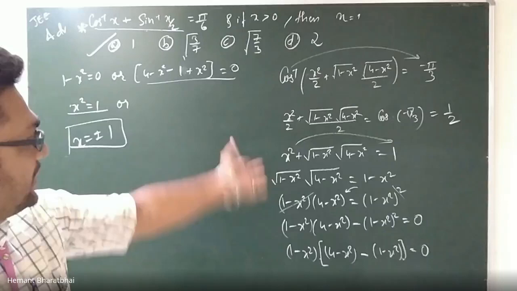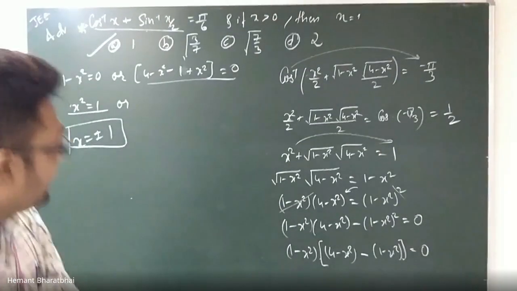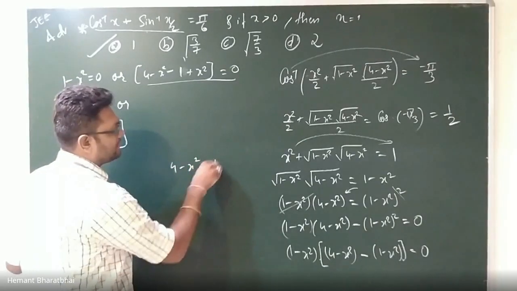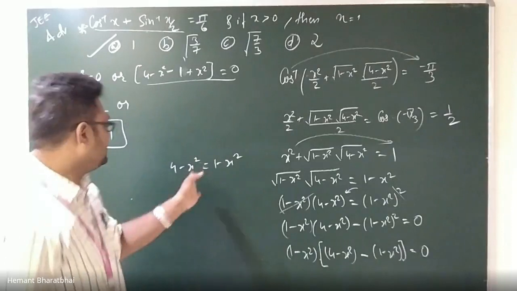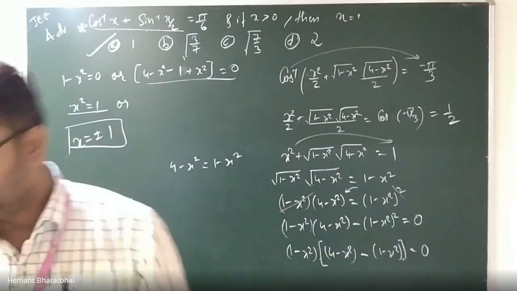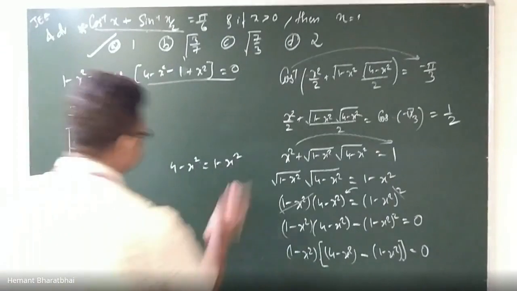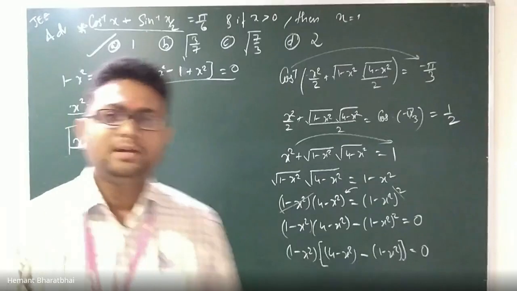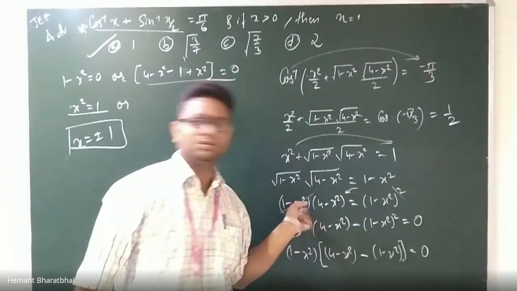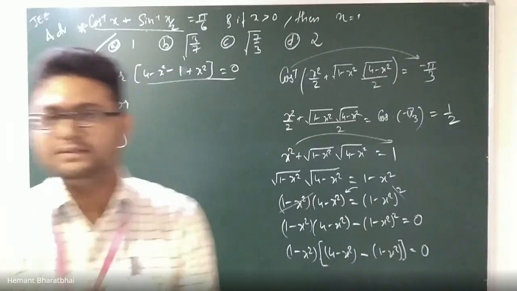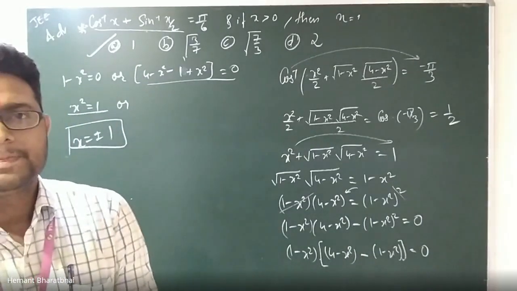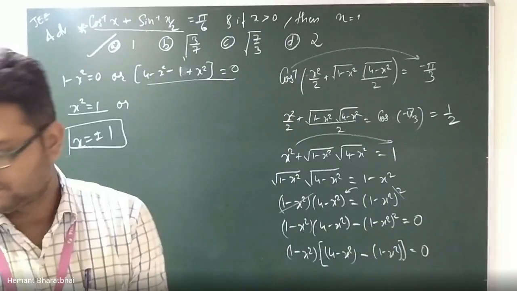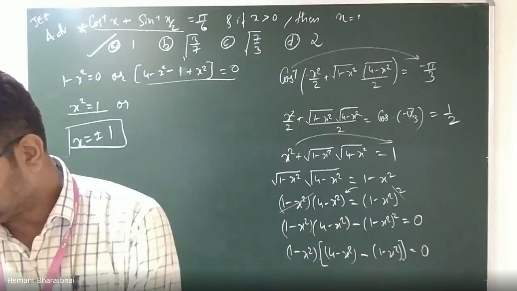What would have happened if I would have cancelled out there? Okay, if I would have cancelled out, I would have got 4 minus x square is equal to 1 minus x square, and this x square would have got cancelled out, and I would have got no solution over there. If I would have done the mistake of cancelling out over here, I would have ended up with the wrong answer. Have you got it? Is it clear?